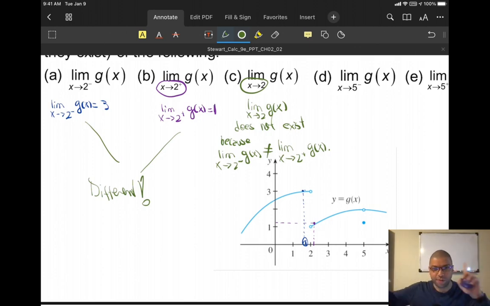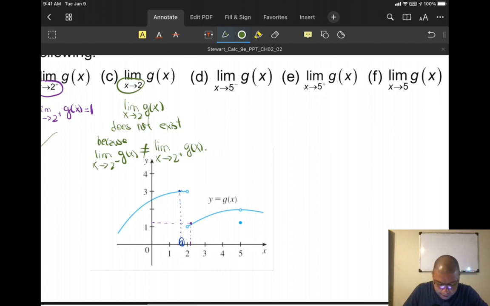I get two values that are very distinct, very far apart. It's not getting closer and closer to anything. Yeah. So let's talk about D now.